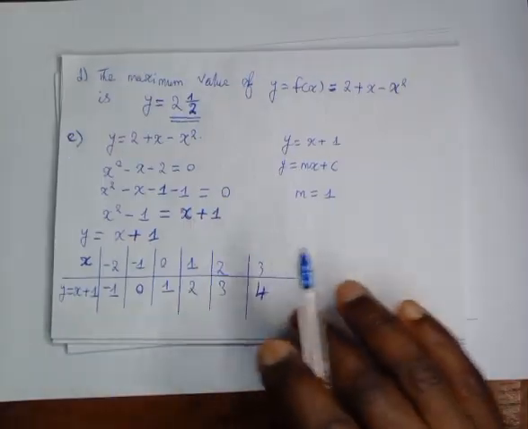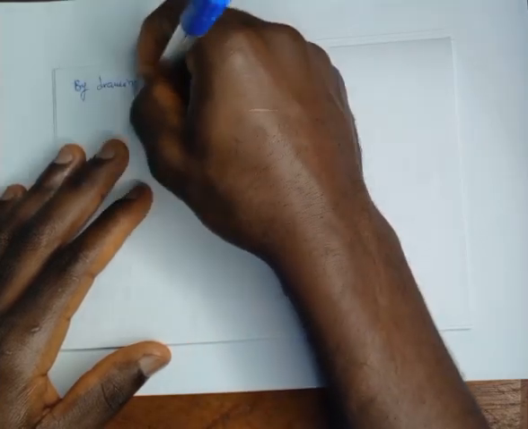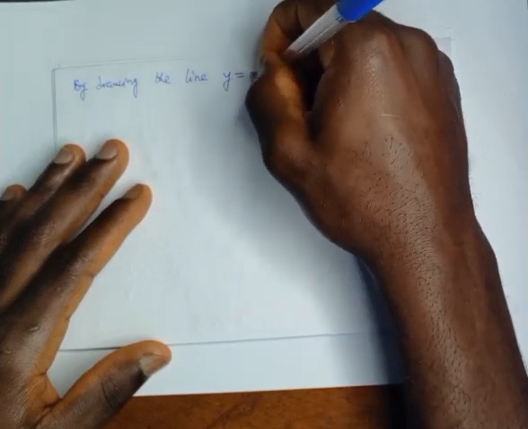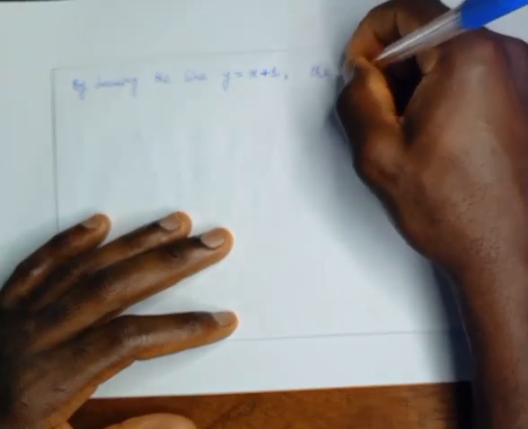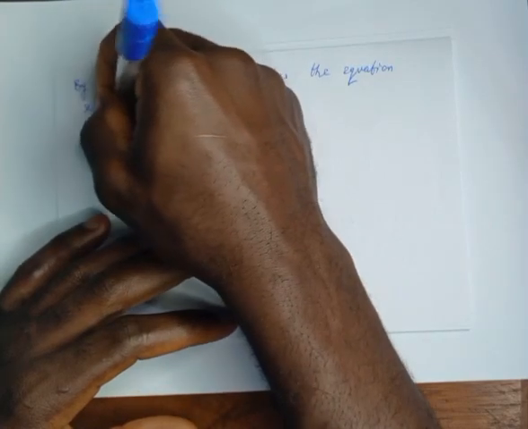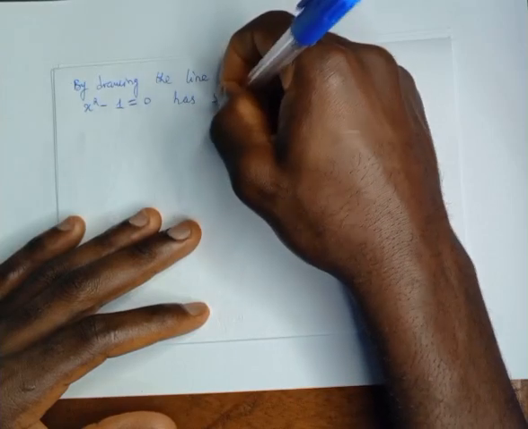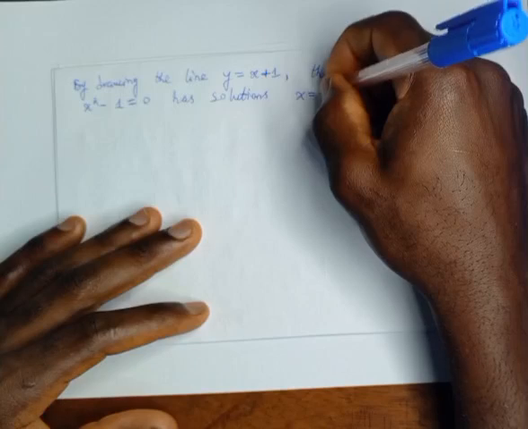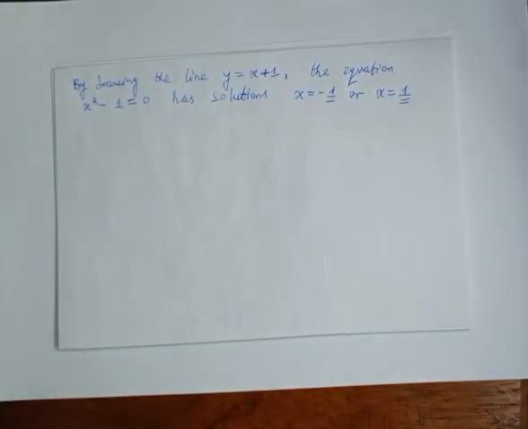Then we conclude, by drawing the line y equal to x plus 1, the equation x squared minus 1 equal to 0 has solutions x equal to -1 or x equal to 1. You can say it.